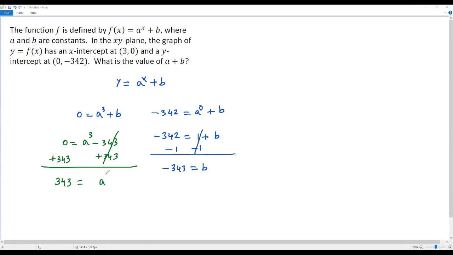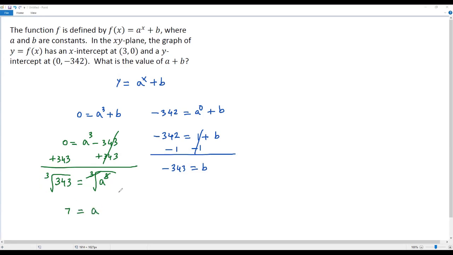On the right side, we have a cube. Since our aim is to get the value of a, we have to get rid of this exponent 3. For that, we have to take a cube root on both sides of the equation. On the right side, the cube root and cube will cancel out. We can use Desmos to get the value of the cube root of 343. When I do so, I'm getting 7 as the value for the cube root of 343. On the right side, we have a.